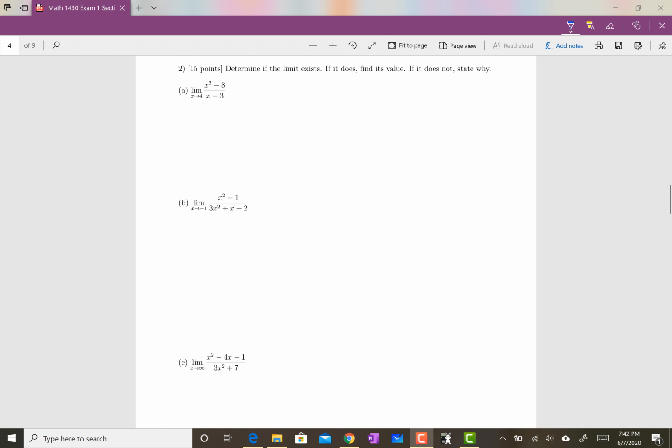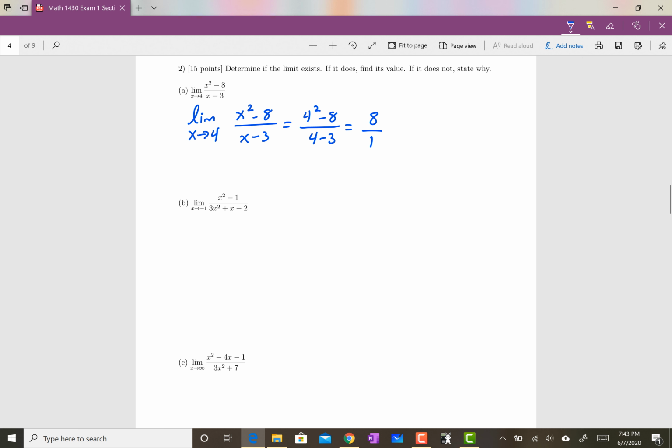Now, anytime you have a limit, you want to just try to plug in the value to begin with. Because as we learned, if you plug in the value and nothing bad happens, then the limit is the value you get. So we're going to get the limit as x goes to 4 of x squared minus 8 over x minus 3. Well, if I plug in 4, that would be 4 squared minus 8 over 4 minus 3. 4 squared is 16. 16 minus 8 is 8. And 4 minus 3 is 1.